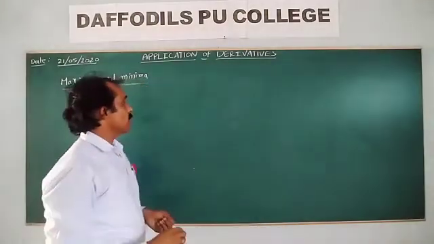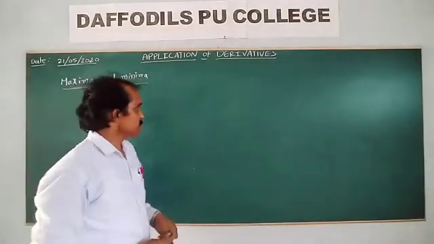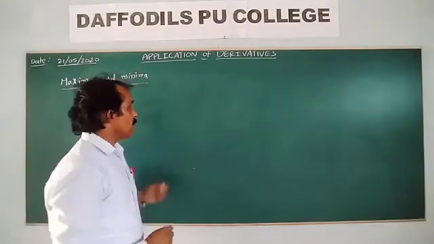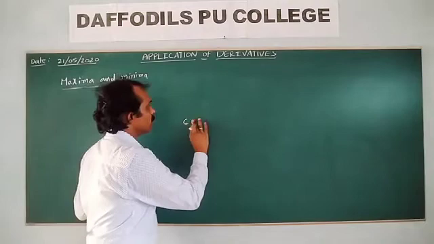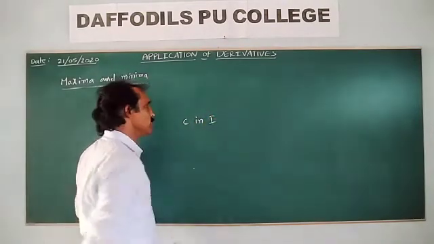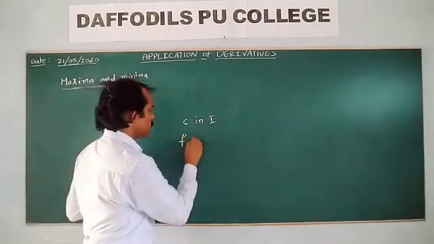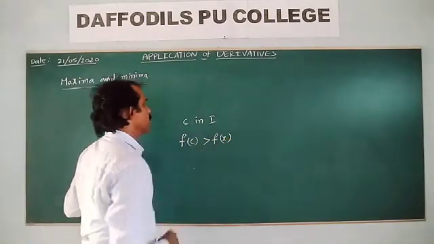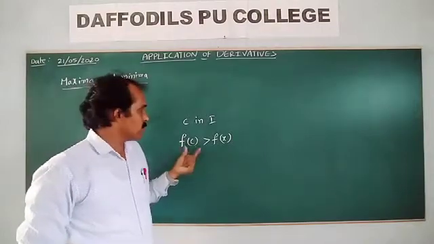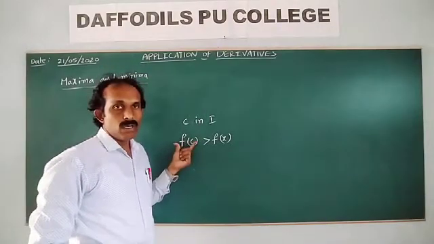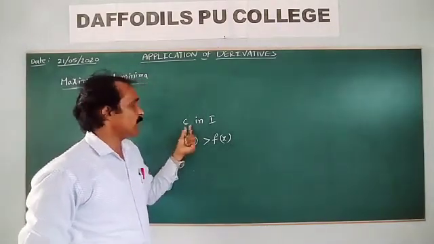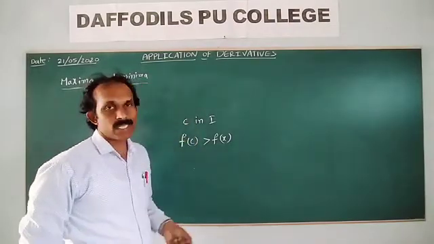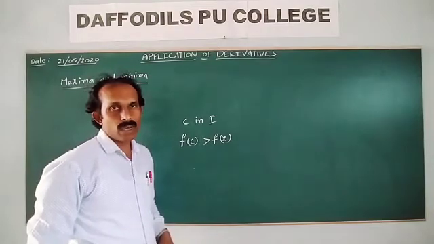Okay, what is the maximum value? I explained it in the previous class. Let f be a function on an interval I, and C belongs to I. If f of C is greater than f of x, then f is said to have a maximum value. The number f of C is called the maximum, and the point C is called the point of maximum in interval I.